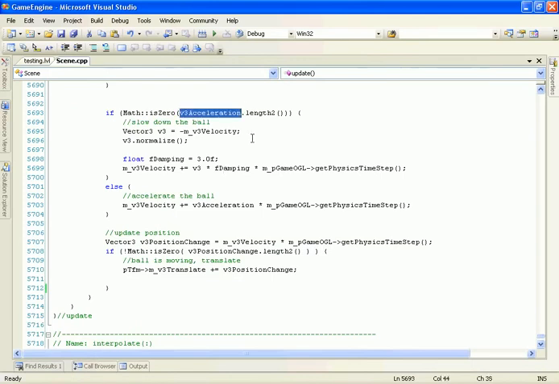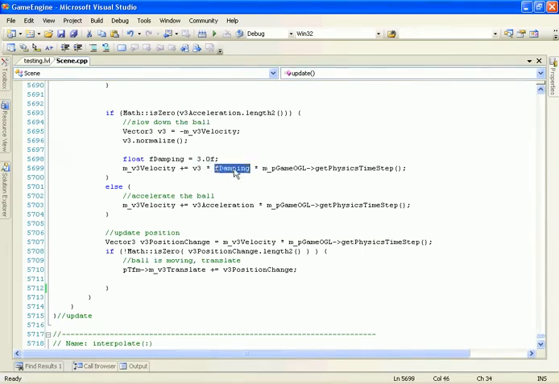Basically when acceleration is 0, meaning I'm not pressing any keys, then I figure out the negative velocity, so the opposite direction in which the ball is currently moving in, and normalize that so that I have a normal vector pointing in the opposite direction that it's moving. I apply a damping factor. This number here is arbitrary. The larger you make this number here, the faster it'll damp down to stop the motion.